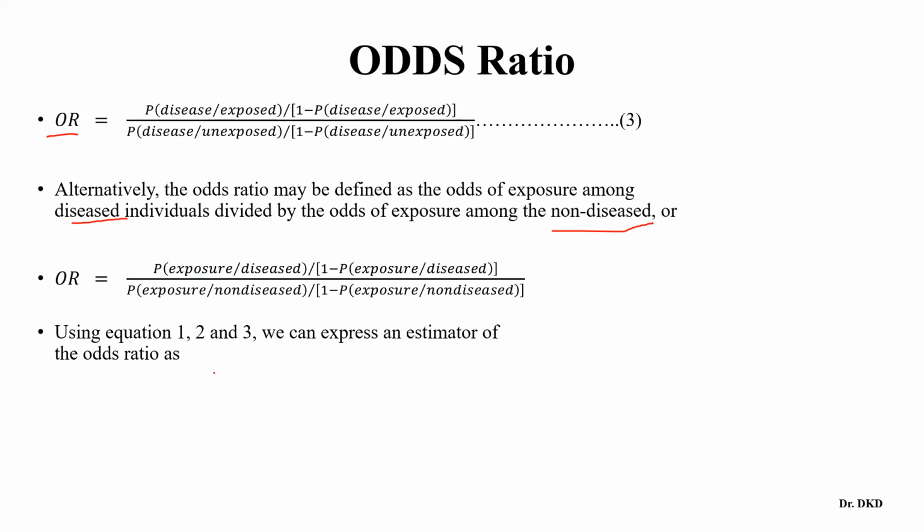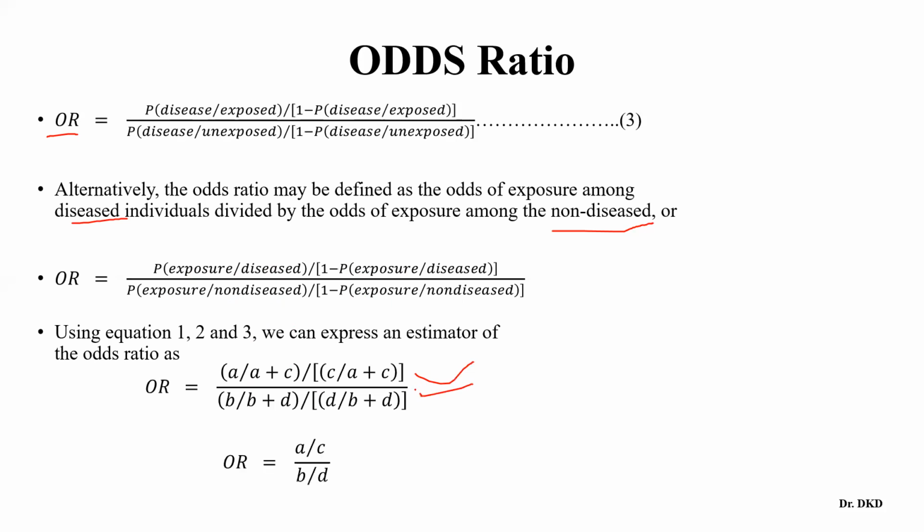We can express an estimator of the odds ratio. We put in all the values we calculated on the previous slide, and we can find A divided by C, B divided by D, and in another way we can find it. Mathematically, in a 2x2 contingency table we can say the odds ratio equals AD divided by BC. It is the cross product of the 2x2 contingency table.